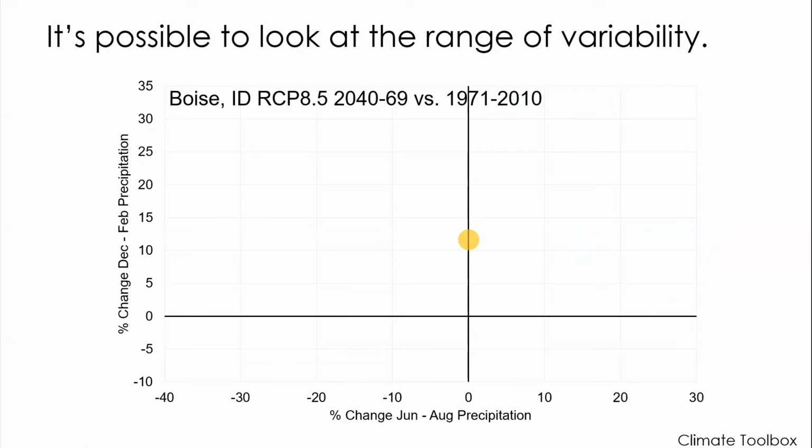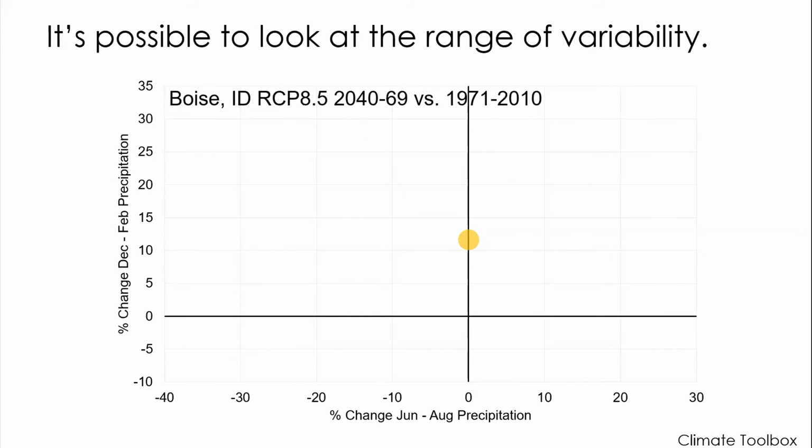Another aspect that you want to be able to look at is that it's possible to look at the range of variability for future climate. So this is showing the average change in summer precipitation versus average change in winter precipitation for Boise. Again, this is from the Climate Toolbox. This is RCP 8.5, kind of a high scenario, roughly the middle of this century versus the end of the last century, okay? And if you look at the average across all models, it will tell you that there is basically an increase in winter precipitation and no change in summer precipitation.